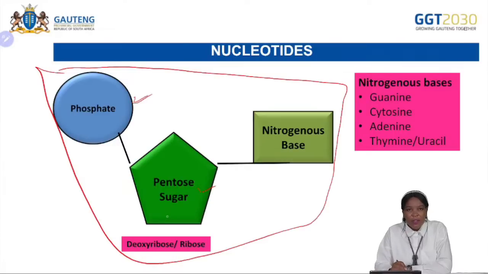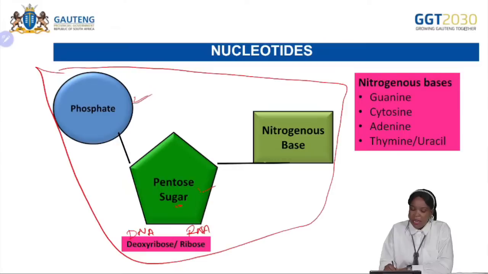This is where the difference between DNA and RNA comes in. With your DNA, the type of sugar that you have is deoxyribose sugar. But the type of sugar that you find in your RNA is ribose sugar. So that is a difference that you can also put in your table when you differentiate between DNA and RNA. Then you find the nitrogenous bases. Now these are the nitrogenous bases that you can find.